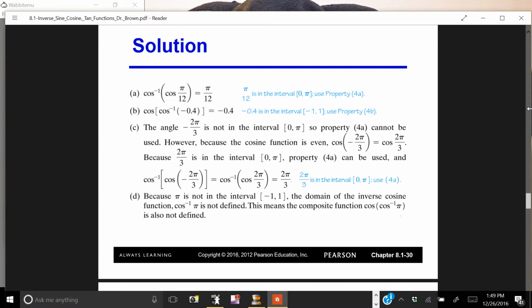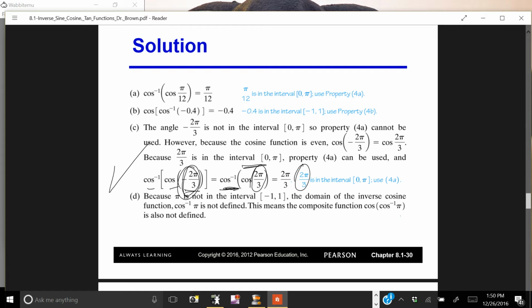But notice that 2 pi over 3 and minus 2 pi over 3 have the same cosine values. So the inverse cosine of the cosine of minus 2 pi over 3 would be the same as the inverse cosine of the cosine of 2 pi over 3, which is 2 pi over 3.